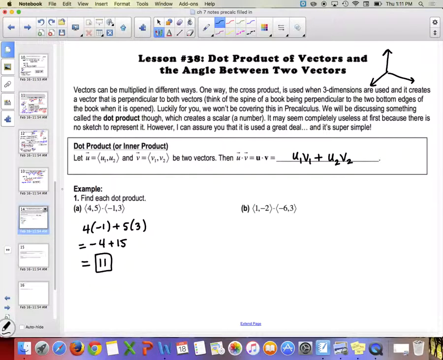So the next one, if I have 1 times -6 and I add it to -2 times 3, we end up getting -6 plus -6, so our dot product is just -12. Don't you hope that all of the test is this? Wouldn't that be nice? Just make them all dot product. That would be amazing.